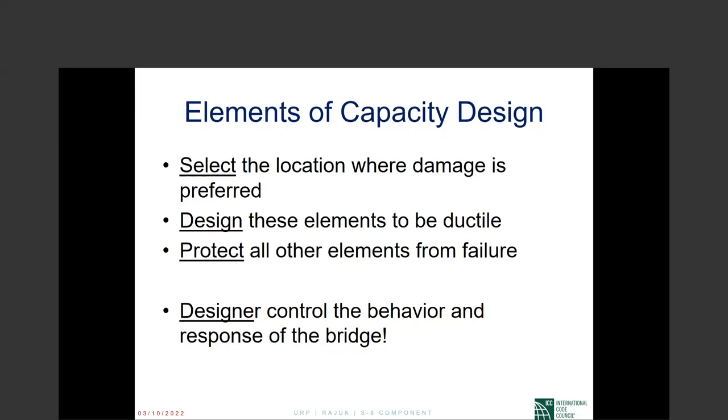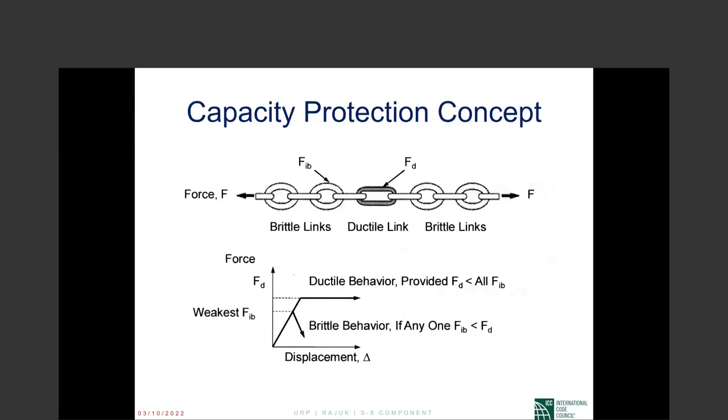And then based on these things, you have to protect all the other elements. So these are the three things you have to do: select, design, and also protect. For the selection, you will get it from type 1, type 2, type 3. Based on the selection, you will design the element to be a ductile element. And then all the rest, you have to protect. You use the ultimate capacity of the yielding element, multiply it by some factor so that you will be able to ensure that these elements will stay inside the elastic range. So this is the basic concept of capacity protection.